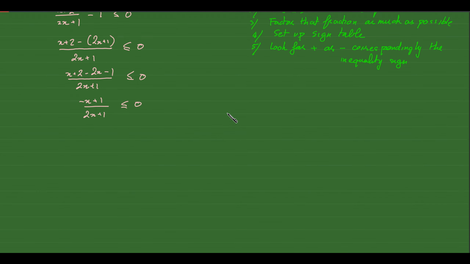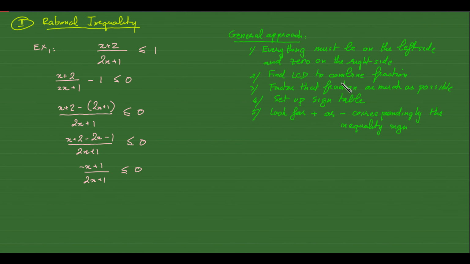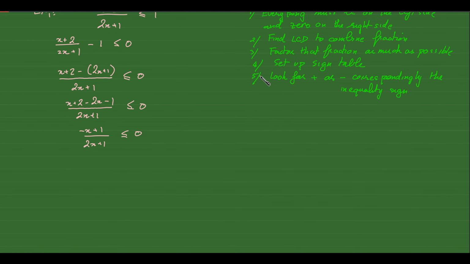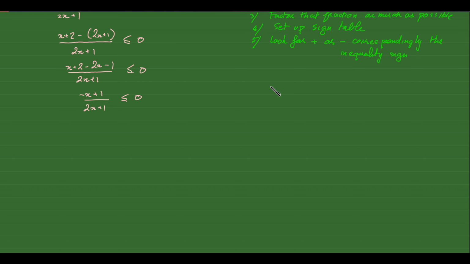Okay. So the third step, after we find the LCD and combine, is to factor. But we cannot factor this anymore, right? Everything is good. There's no need for factoring here, so we skip this step. And now we're going to set up the table.